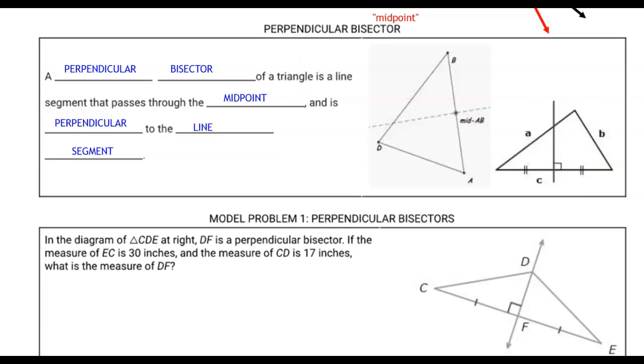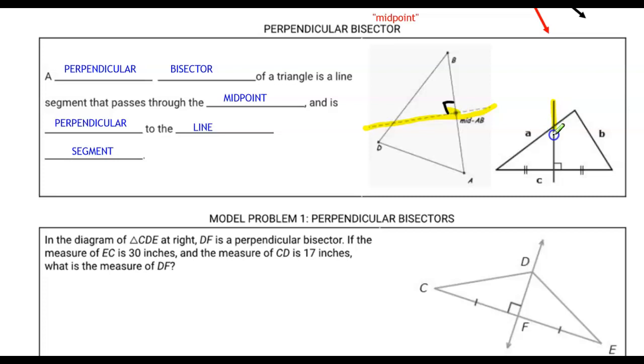So this line that I'm going to highlight in yellow, this line we call a perpendicular bisector. The reason we call it a perpendicular bisector is because it passes through this midpoint, right? And it is also perpendicular to that line segment. In other words, these two lines form a right angle, like so. So we call this line, the line that I highlighted in yellow, a perpendicular bisector.